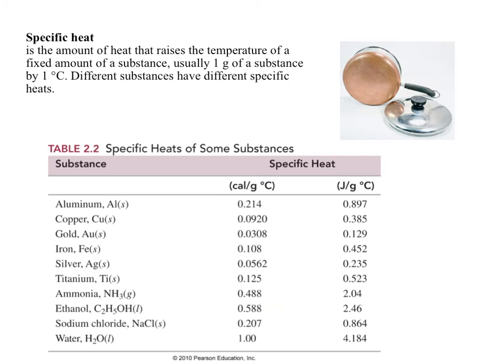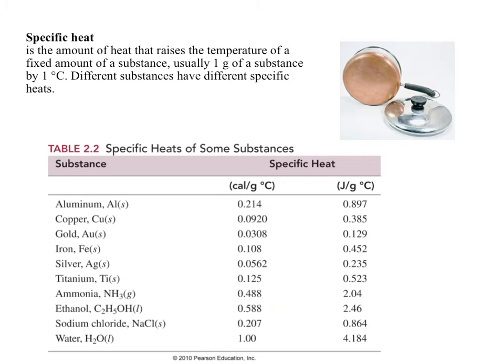Okay, so a few slides ago when we were looking at the calorimeter, I said that for water, it is 1 calorie per gram per degree Celsius. What in the world is that? Well, that's what's considered the specific heat of a substance. So a specific heat is the amount of heat, so amount of energy, that raises the temperature of a fixed amount of a substance. Typically, it's a comparison of 1 gram for 1 degree Celsius. Different substances have different properties, and therefore they have different specific heats.